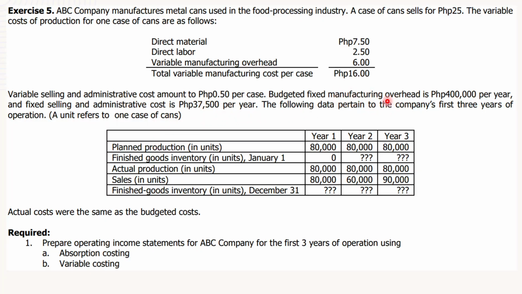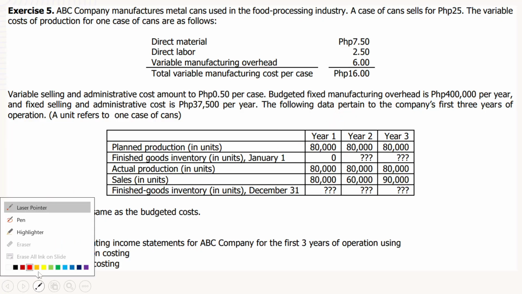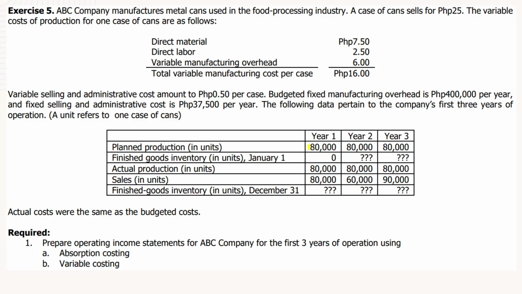Budgeted fixed manufacturing overhead is 400,000 per year. Fixed selling and admin costs is 37,500 per year. The following data pertain to the company's first 3 years of operations. Take note that planned production and actual production are still the same. Planned production and actual production for the 3 years are always 80,000. So no variance would exist.